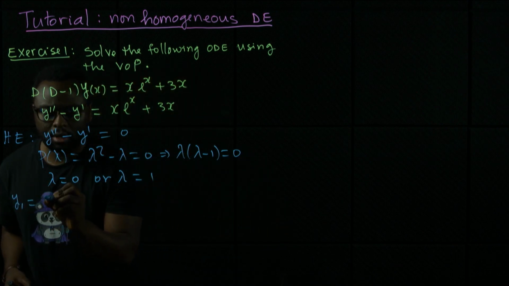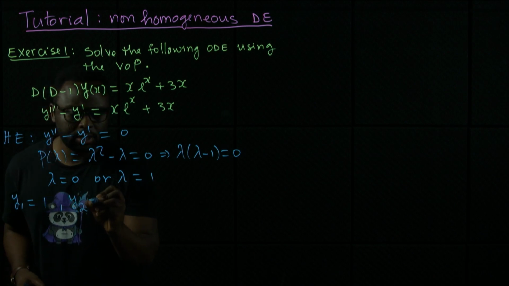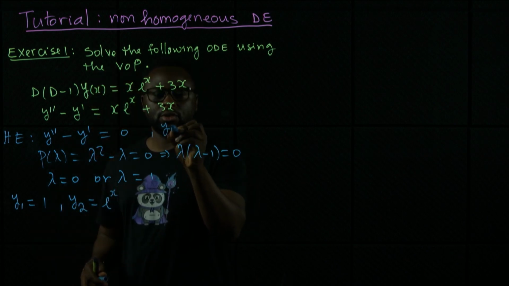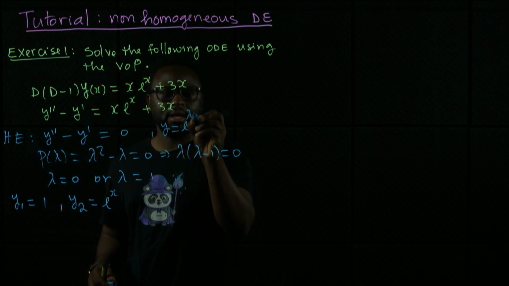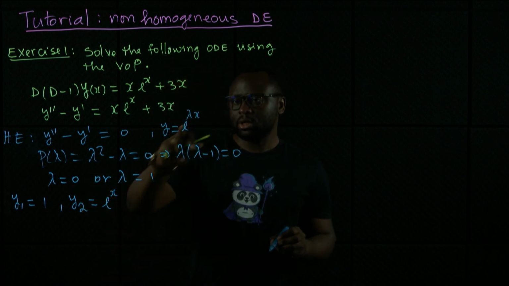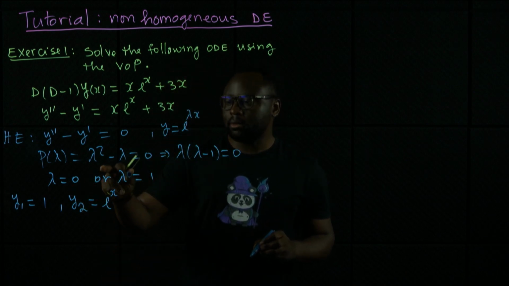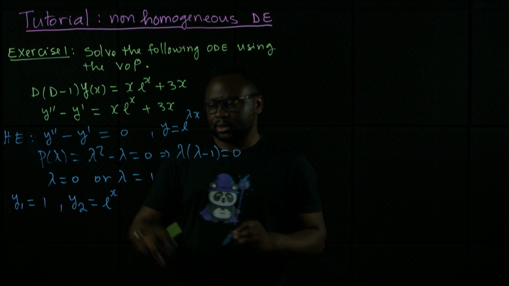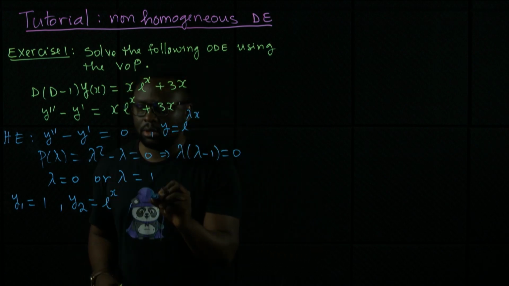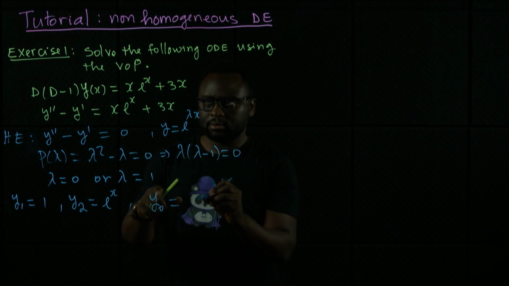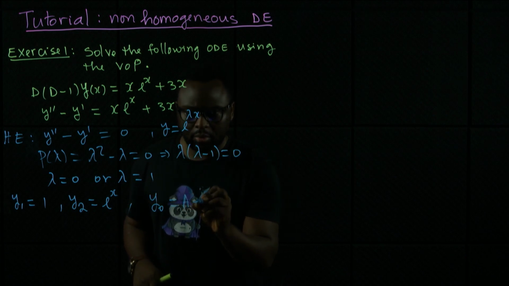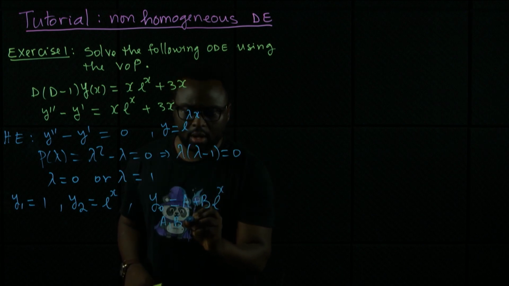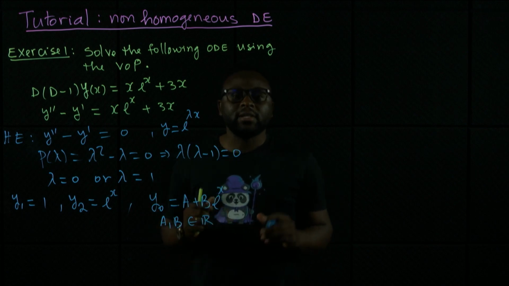y1 is equal to 1 and y2 is equal to e to the power x, because we found the general solution as e to the power lambda x, okay? So in this case, lambda is 0, and e to the power 0 is 1, and the second, y2, is e to the power lambda x, or 1 times x. That's why we have this. All right. Once we have this, the homogeneous solution y0 is a plus b times e to the power x, with a and b in R.